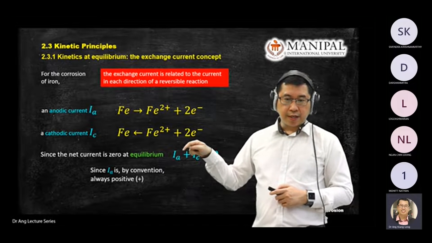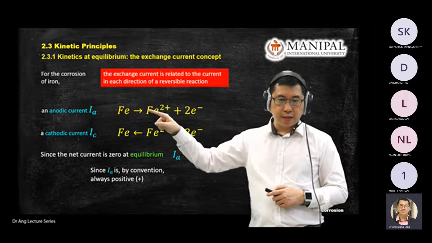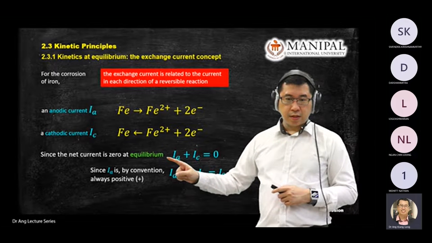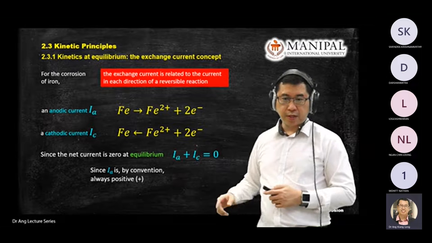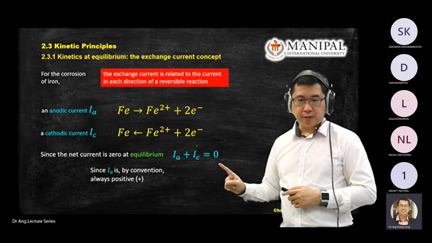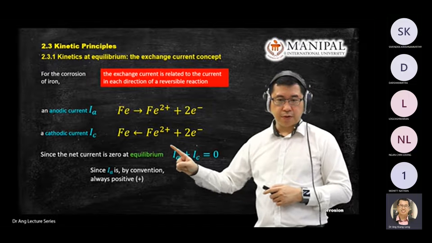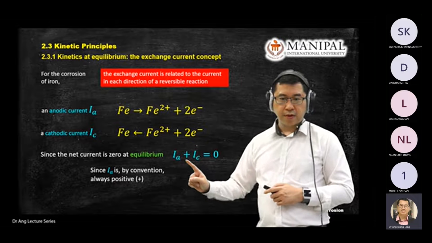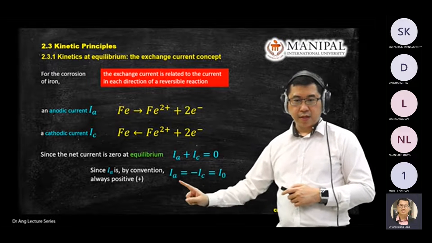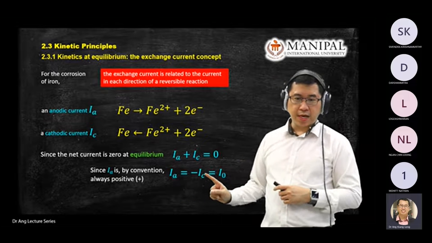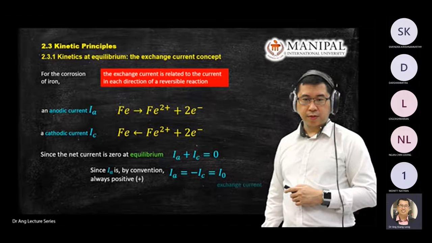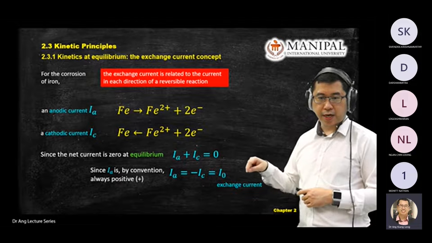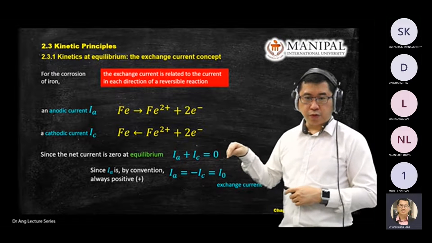So conventionally, this anodic current is always positive. Before this equation, you know that these two must be balanced, and conventionally this one is positive, so this one must be negative to get balance, right? So IA equals IC equals IO. So this is the exchange current.